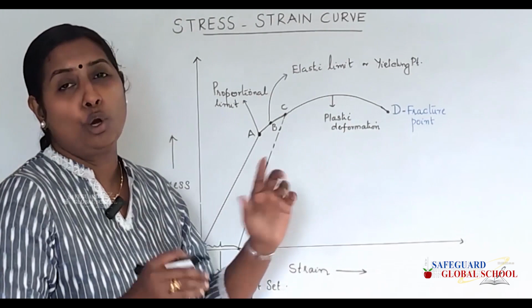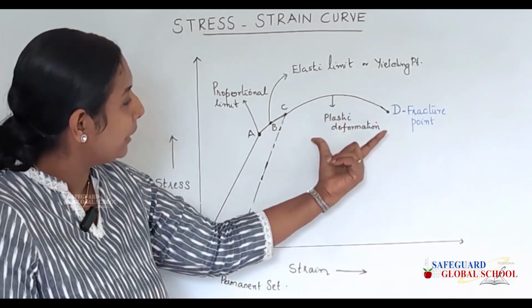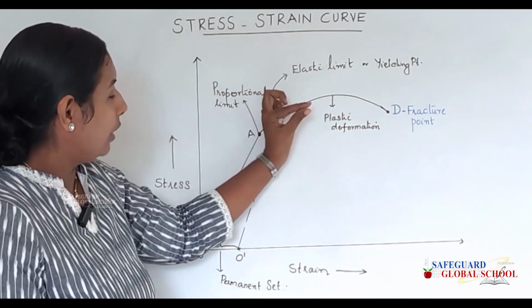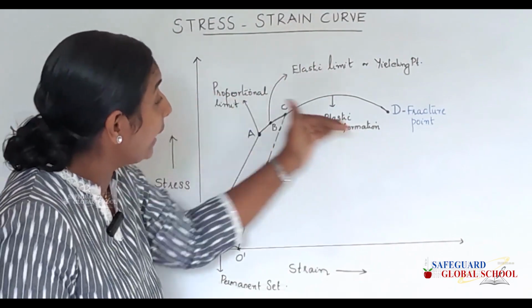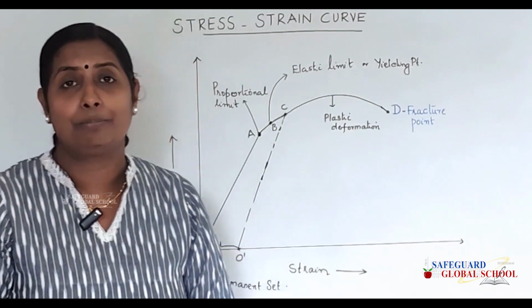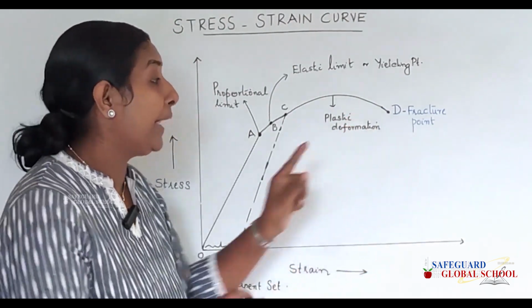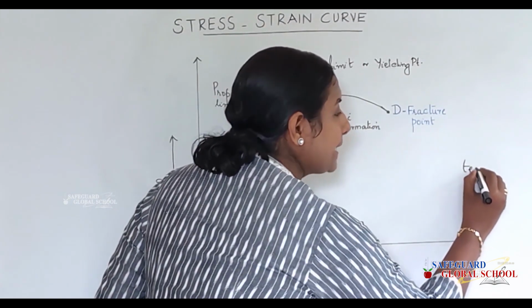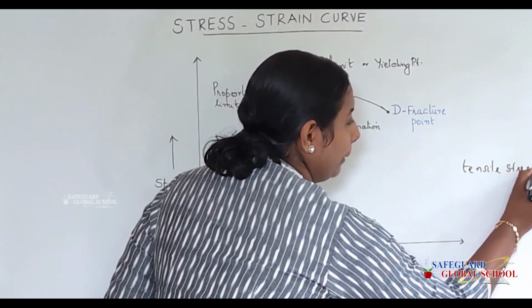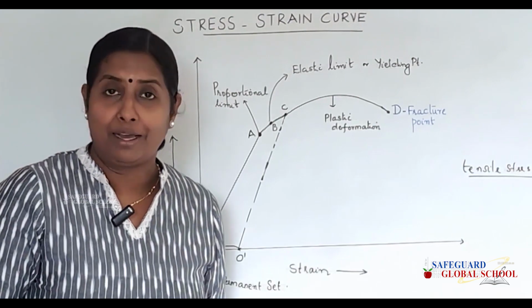From C to D, it's not at all behaving as an elastic material. Plastic deformation has happened, and there is a plastic region there, and for a small stress, the strain will be very huge until the material breaks, and D is called the fracture point. The stress needed for a particular material to break is what is meant by tensile stress or breaking stress. So, for a material to break, tensile stress or breaking stress should be applied.